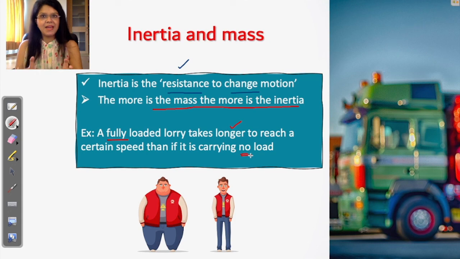Lesser the mass, lesser is the inertia. Inertia is a very easy topic. Just a straightforward relationship. More is the mass, more is the resistance to change your motion. Therefore, more is the inertia. So this video was all about understanding what is mass, what is weight, how they both are related, and about understanding inertia and mass and how they both are related.